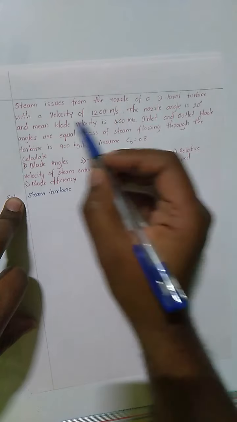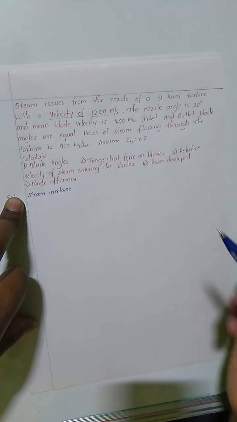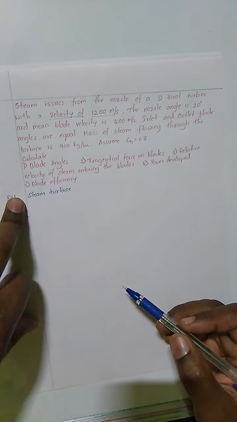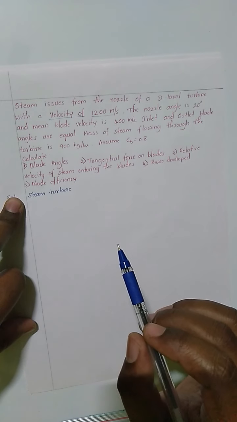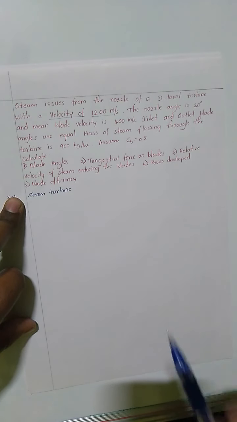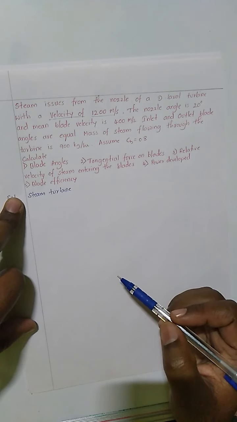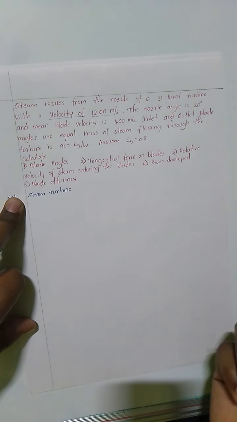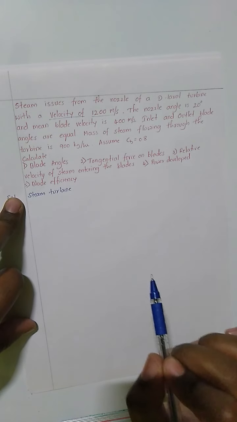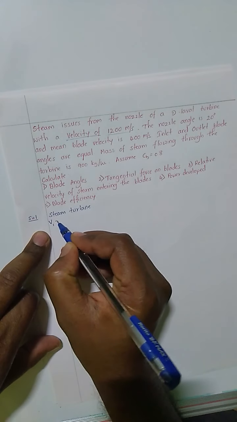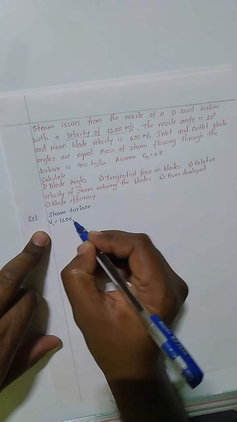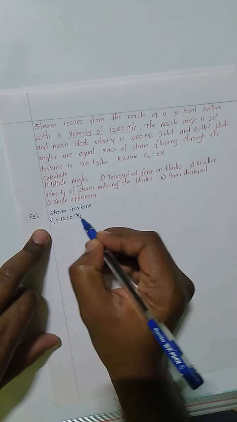Now the question arises. He has said velocity. Whether this velocity is relative velocity or absolute velocity? Always remember in the problem, if he says velocity, it is always absolute velocity. If it is relative velocity, he will specify it in the problem. If not, it is always absolute velocity. That you have to keep in mind. So what is V1? V1 is 1200 meters per second.